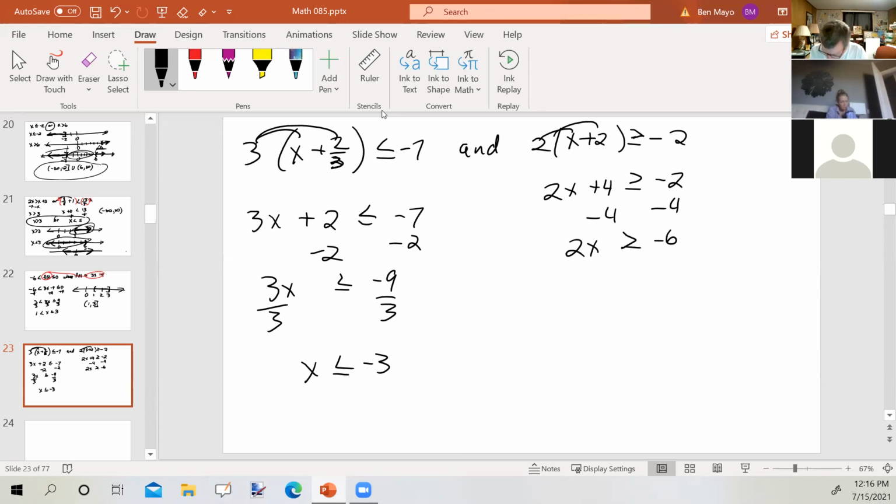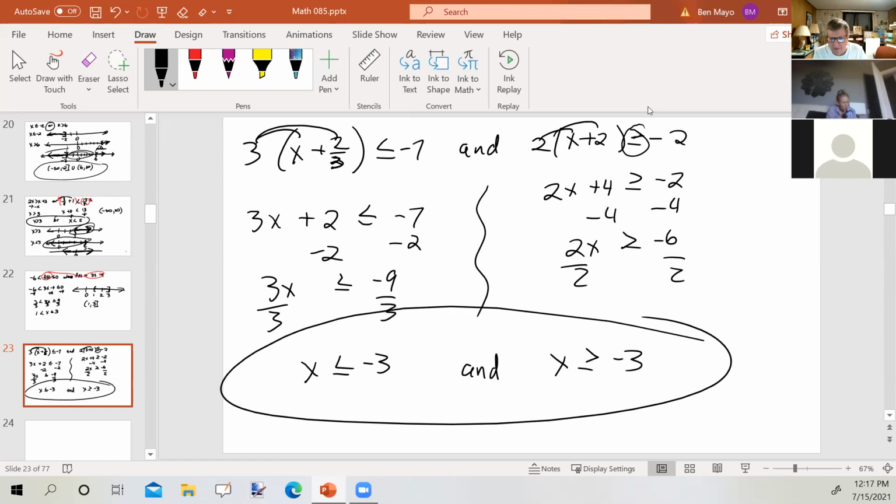Another mistake people make is this is greater than or equal to. Don't let that equal to evaporate. Make sure that you've got the same symbols. Okay. Divide both sides by 2. X is greater than or equal to -3. We're going to bring down this and. So that's what we're going to deal with next.